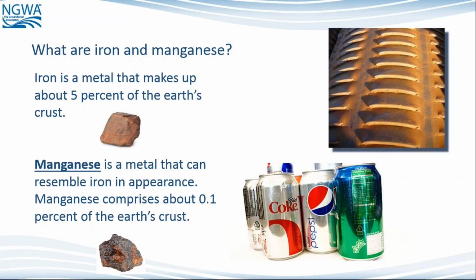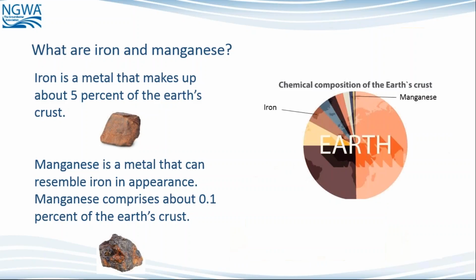And I threw in a photograph of the soft drink industry where they use aluminum cans. They actually use a small amount of manganese in aluminum alloys to give it strength because they want to use such a thin-walled application. So these are two metals that are predominant not only in our Earth's crust and available to us, but in our daily lives.